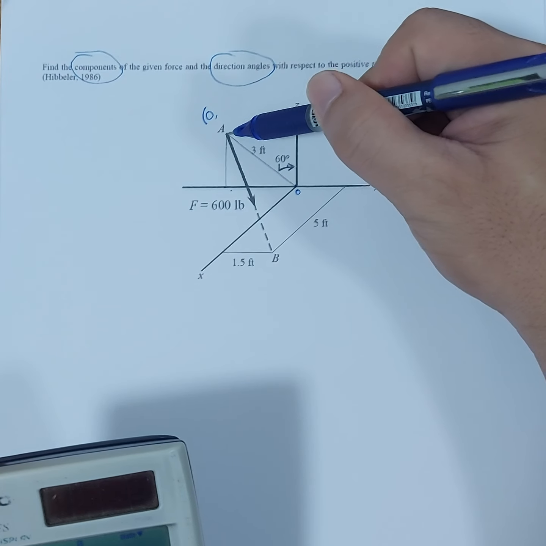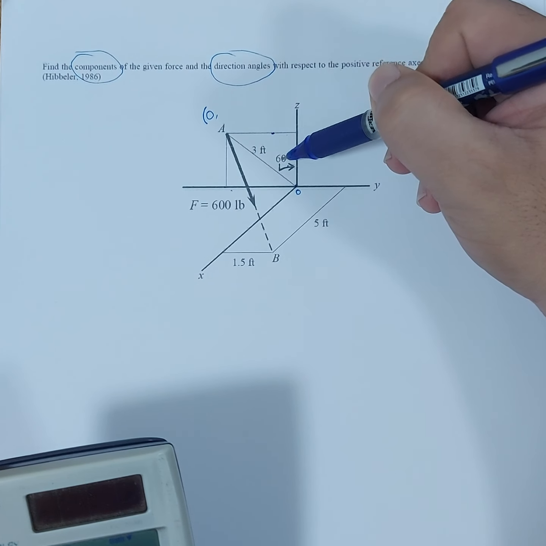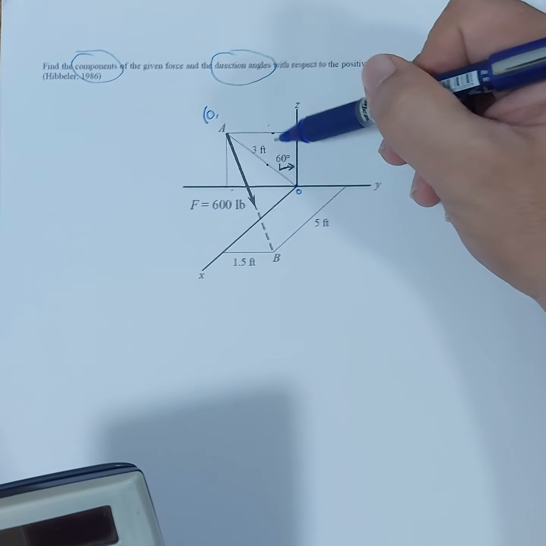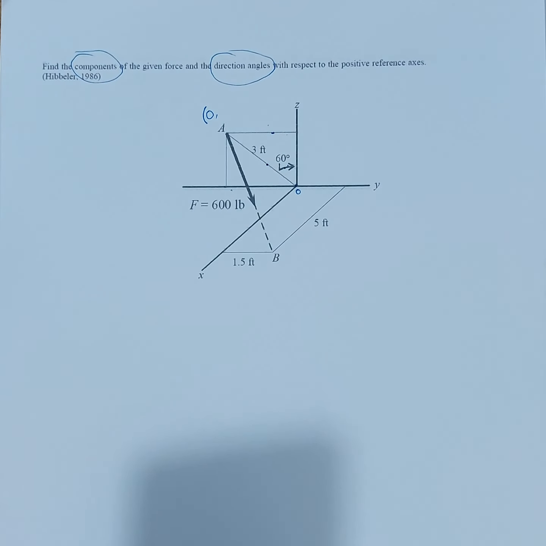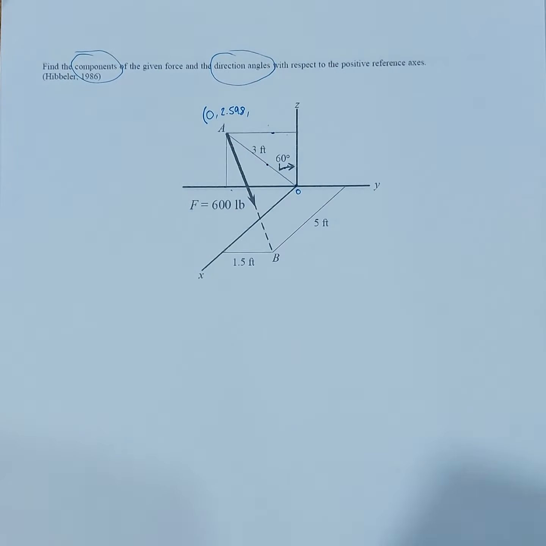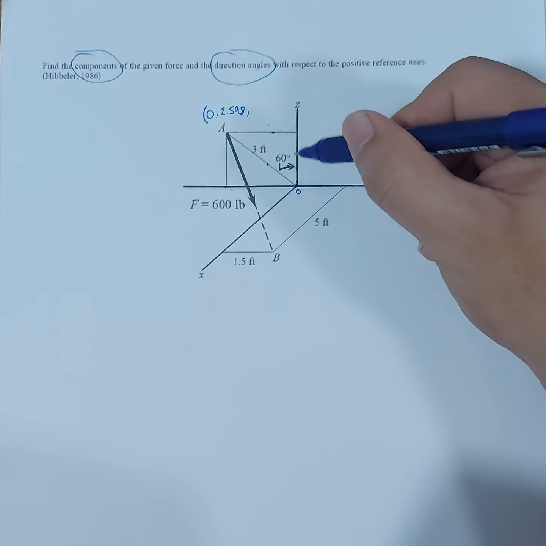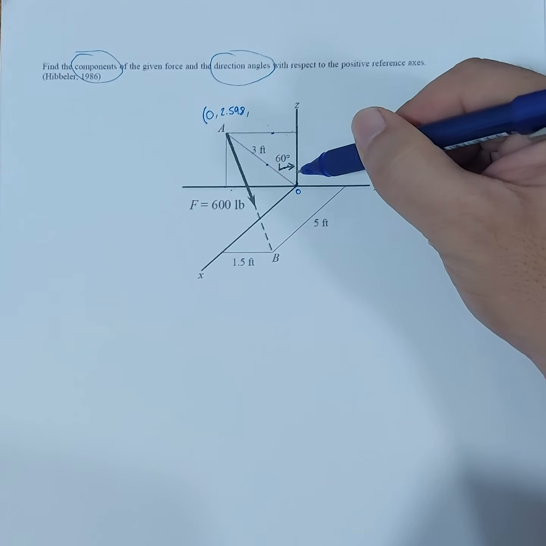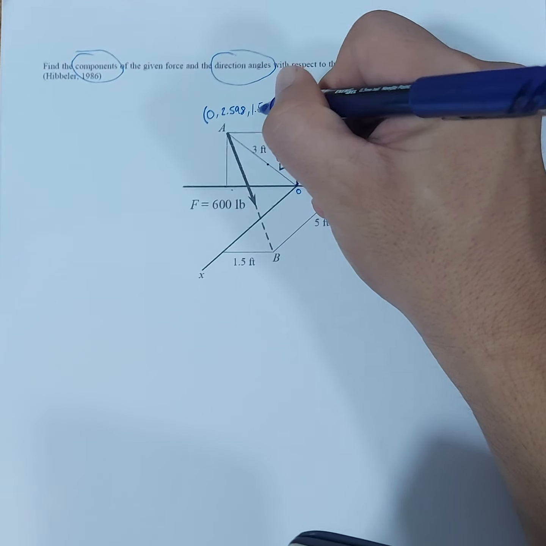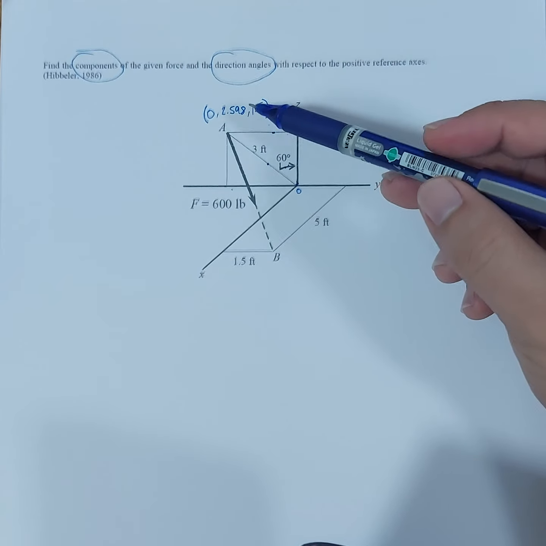To solve for the y-coordinate, the opposite side, so sine: 3 feet times sine of 60 degrees. What is 3 sine 60? That is 2.598 feet. And the z coordinate: what is the distance of this point from the origin, going up? That is 3, since it's the adjacent side, so cosine. 3 cosine 60, that is 3 halves, so this is 1.5 feet. So this is the coordinate of our point A.